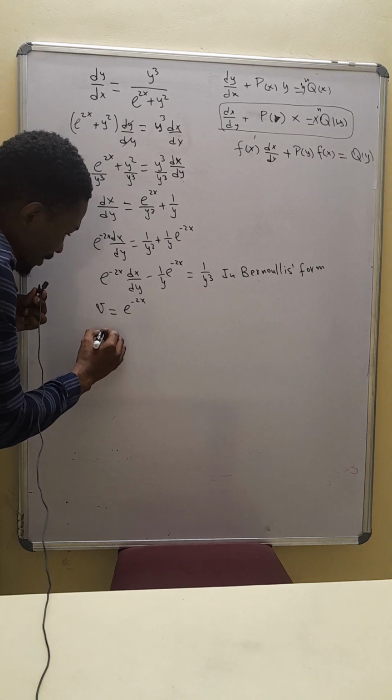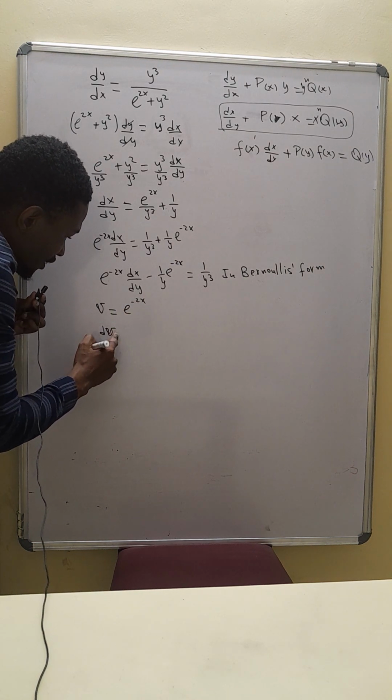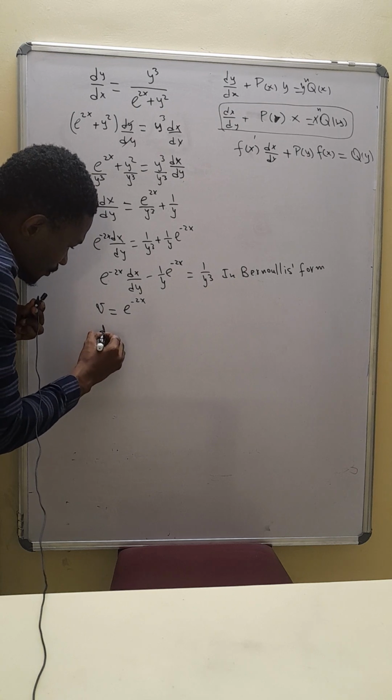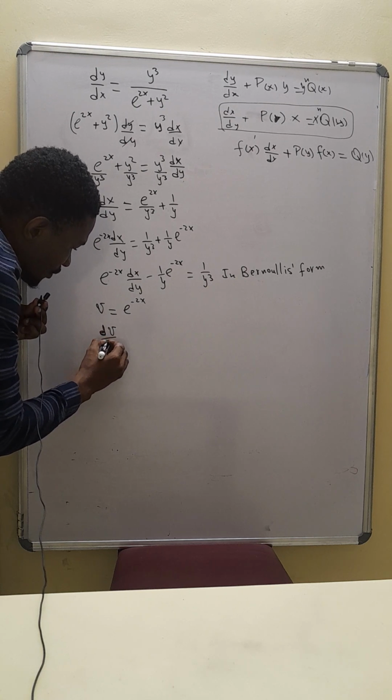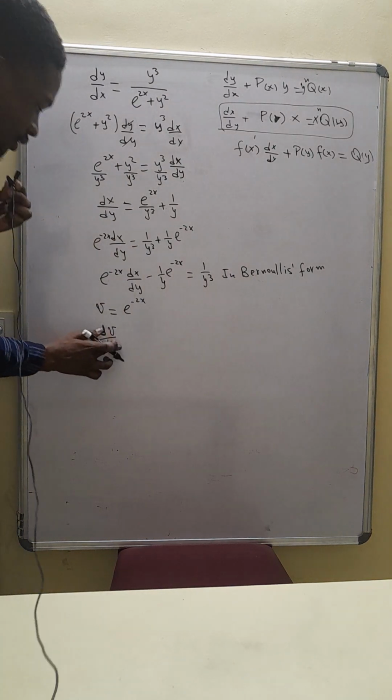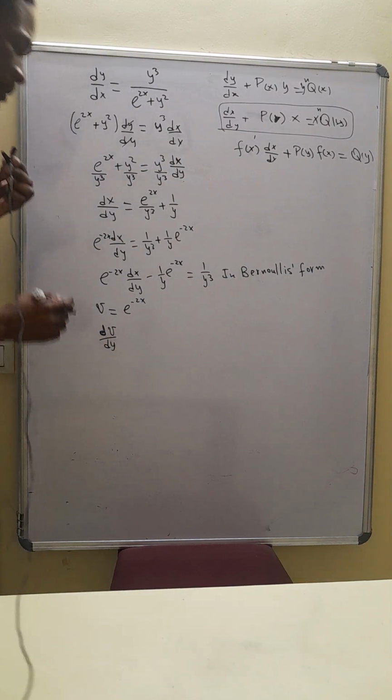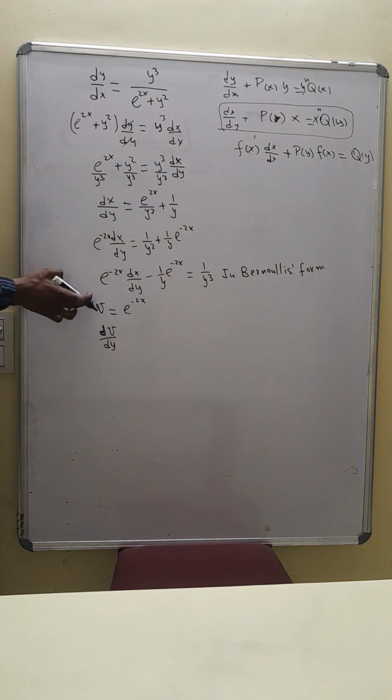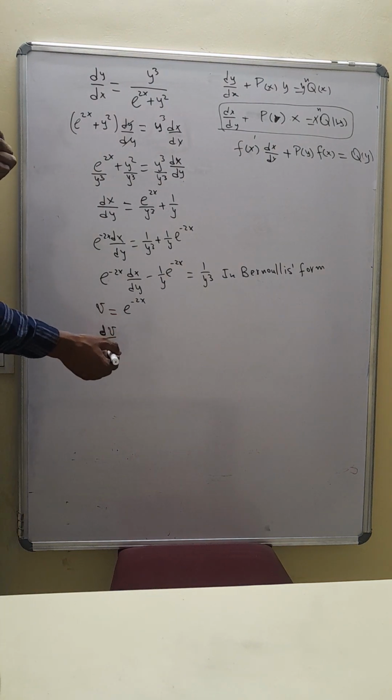Then what should I do? I should derive this v with respect to x. Now see, many people got confused. Not x, y. How come I will derive this with respect to y? Why y? That's the point.